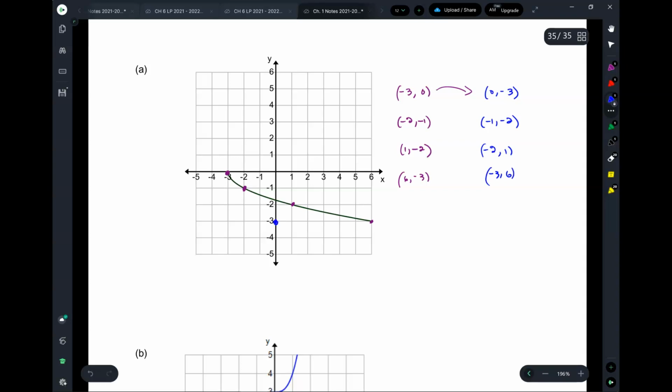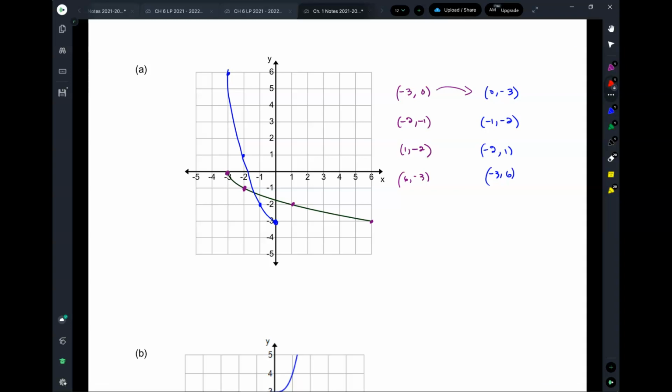So let's graph them. 0, -3, -1, -2, -2, 1, -3, 6. Give it that same shape. And that is the inverse. Okay? This is all you have to do. If you do this, you've gotten full credit.